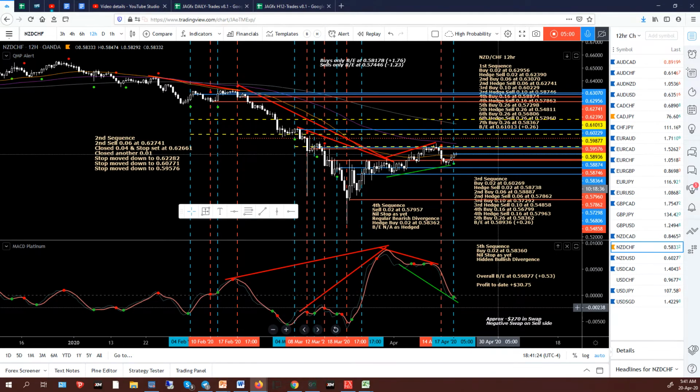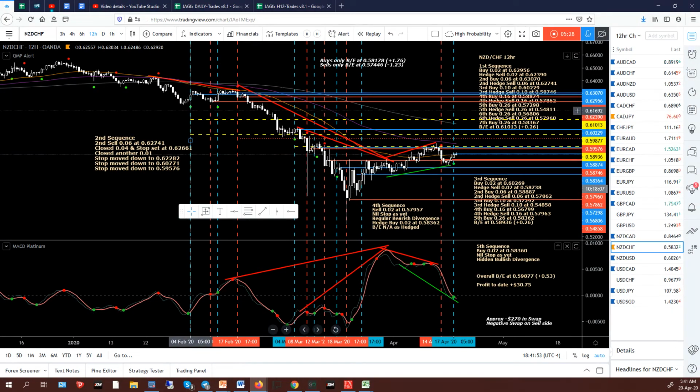The only thing I'm going to cop is a minus $270 penalty on the swap side at the moment. So I've got a bit to make up. Now I'll just quickly explain what I've done here. You can see my notes. I've got 1 sequence, 2 sequence, 3 sequence, 4 sequence, 5 sequence. So basically I'm looking at 5 lots of different trades.